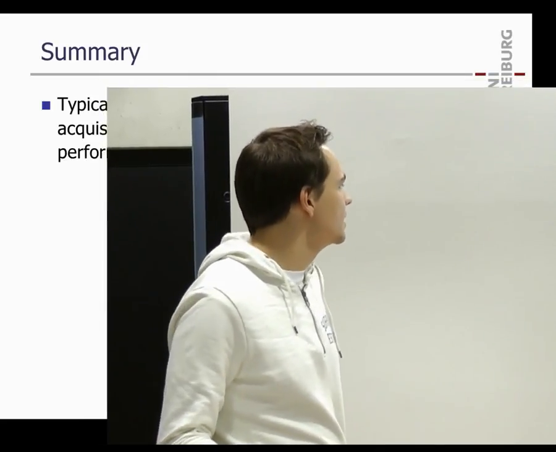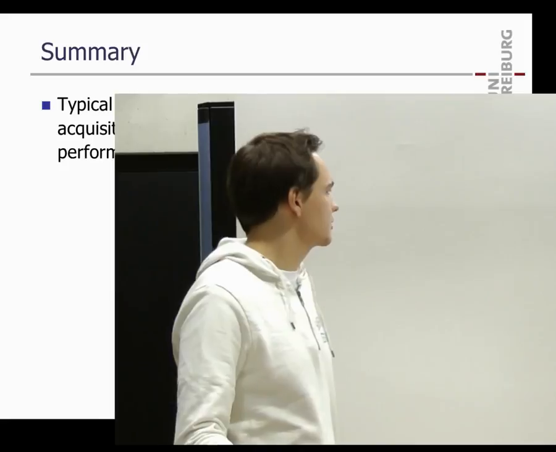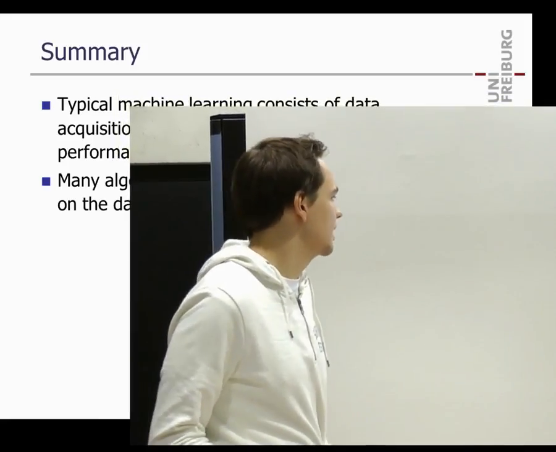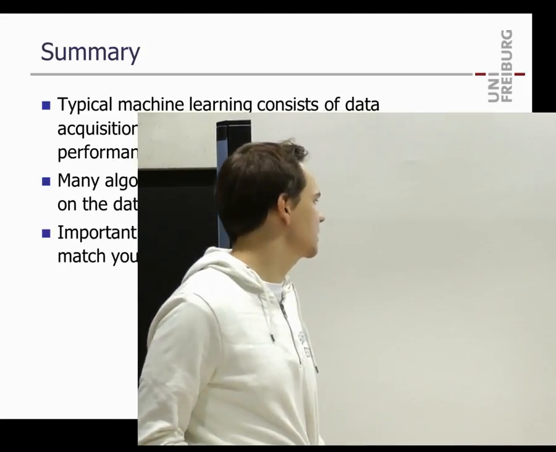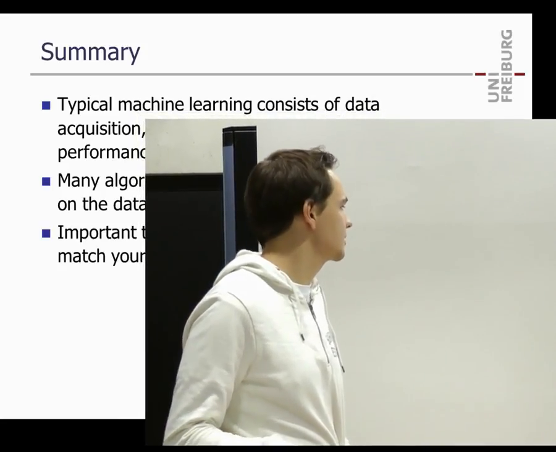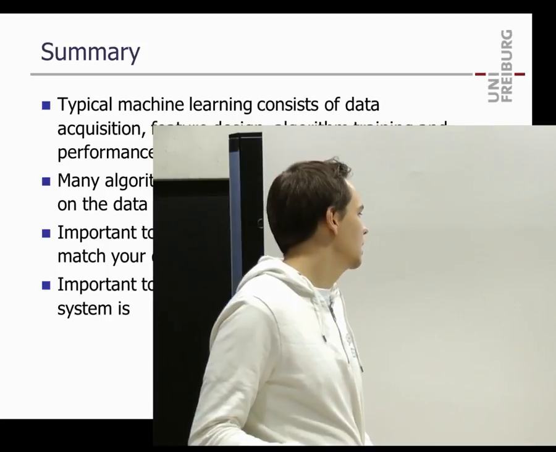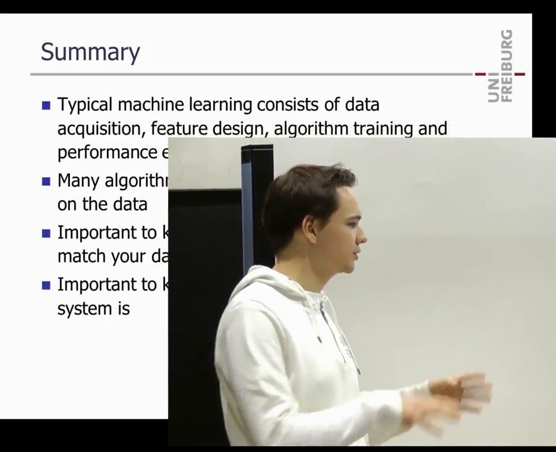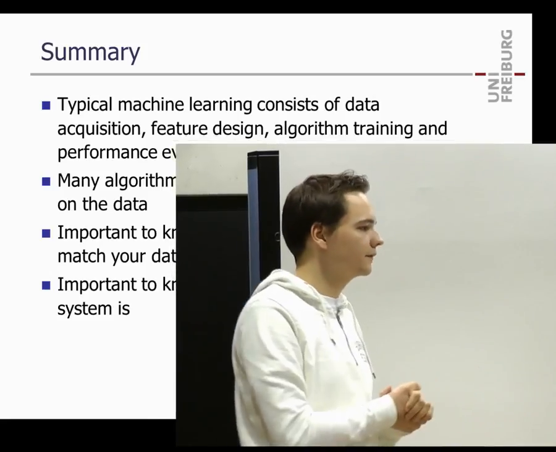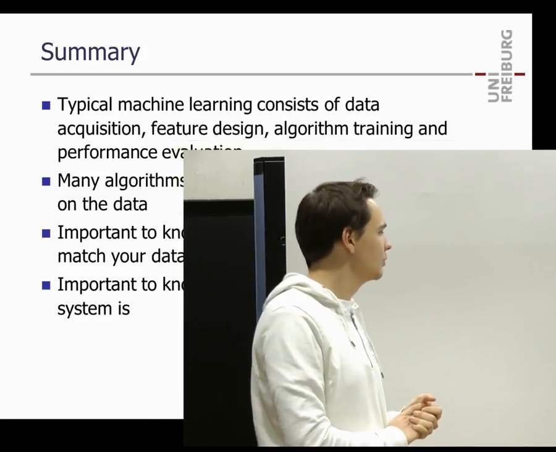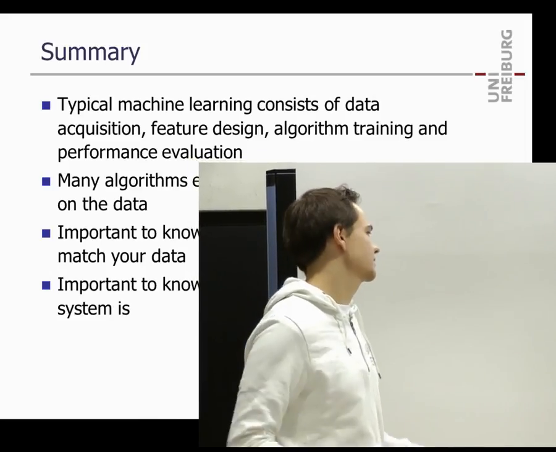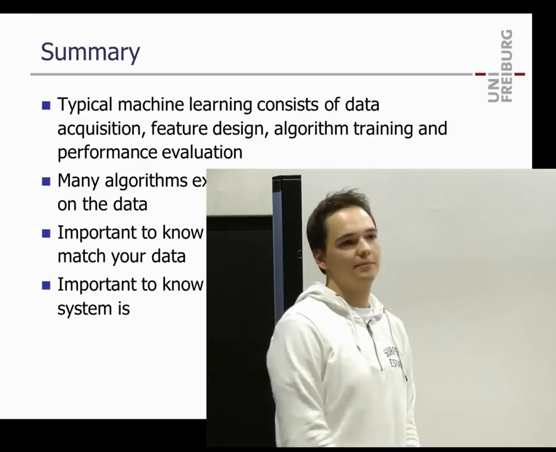Now let me make a summary. So typical machine learning consists of data acquisition, feature design, algorithm training, and performance evaluation. Many algorithms exist with different assumptions on the data. It's important to know whether your assumptions match your data. And it's also important that you always know what is actually my overall system goal. If I use my machine learning component in my big goal of finding all the names and whatever, what's my overall goal and what should my machine learning algorithm actually try to optimize? Yeah? Okay, that was it.